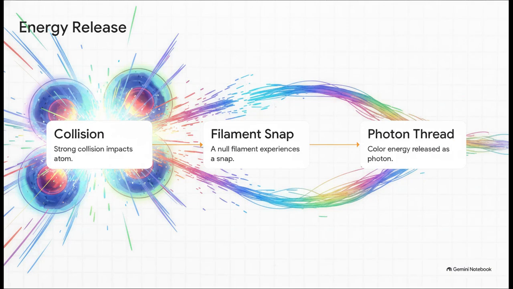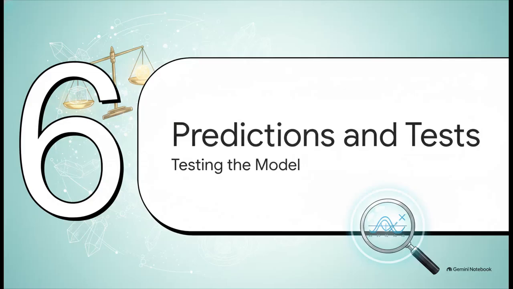This internal wiring builds an incredibly dynamic picture of how atomic energy is released. When the atom experiences a strong collision, it doesn't just bump away like a billiard ball. Instead, one of those internal tension wires, a null filament, experiences a sudden snap. When it snaps, all that stored color energy cascades out along the intersections of the surfaces, appearing to us as a coherent photon thread. Energy release is literally the snapping of atomic tension wires. How cool is that?